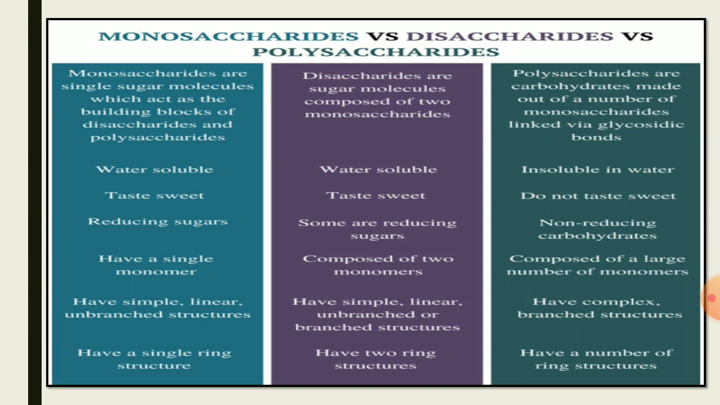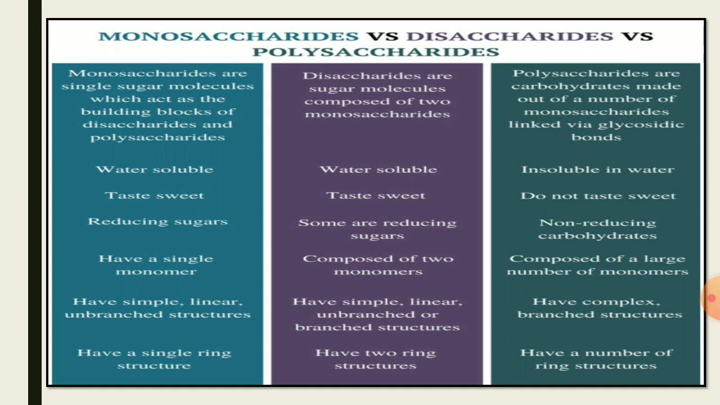Next one is differentiation between monosaccharides, disaccharides, and polysaccharides. Monosaccharides are single sugar molecules which act as building blocks of disaccharides and polysaccharides. Disaccharides are sugar molecules composed of two monosaccharides. Polysaccharides are carbohydrates made up of a number of monosaccharides linked via glycosidic bonds. Both monosaccharides and disaccharides are water soluble, but polysaccharides are water insoluble. Monosaccharides and disaccharides are sweet in taste, but polysaccharides do not have a sweet taste.